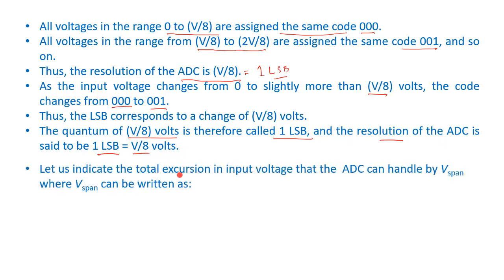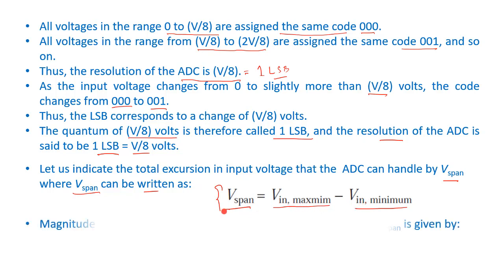So let us indicate the total excursion in the input voltage that the ADC can handle by V span, right. This is the total excursion in the signal, and V span can be written as V in maximum minus V in minimum, that is the total excursion. We represent this using the symbol V span, and that is equal to V in maximum minus V in minimum.